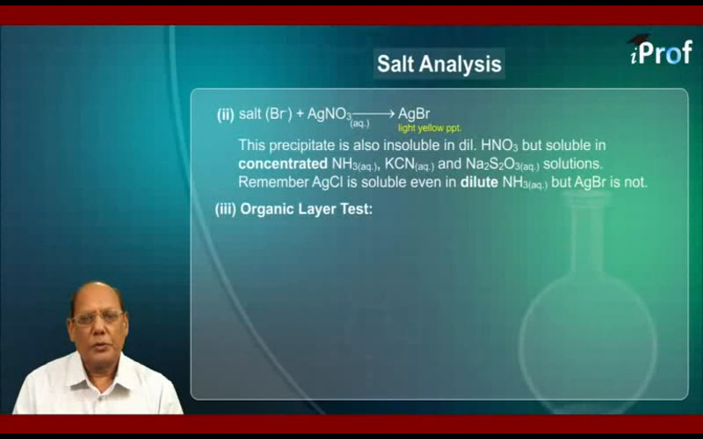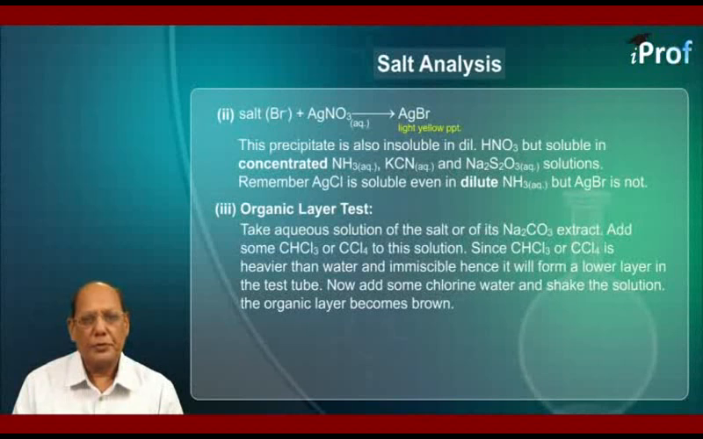The third test is organic layer test. For performing this test, take aqueous solution of the salt or of its sodium carbonate extract. Add some chloroform or carbon tetrachloride to this solution. Since chloroform or carbon tetrachloride is heavier than water and immiscible, hence it will form a lower layer in the test tube. Now add some chlorine water and shake the solution. The organic layer becomes brown.